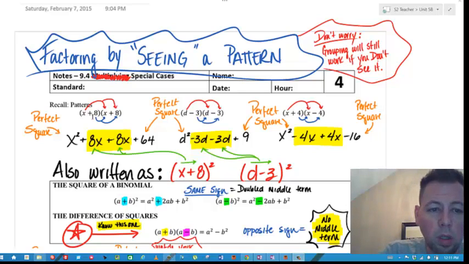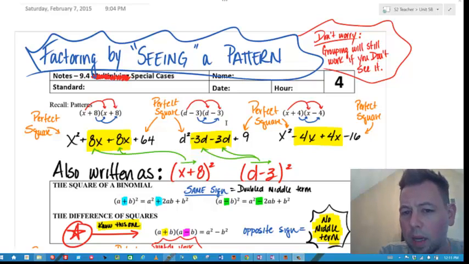What we're going to do is we're going to look at something that we're familiar with, which is multiplying. Just did that. We should be pretty good at it. And you'll notice that I've got two binomials here, x plus 8 and x plus 8. You'll notice that I've got a couple different versions of it. Here's d minus 3 and d minus 3.